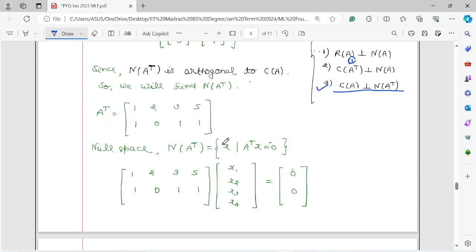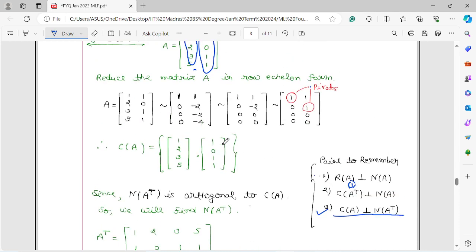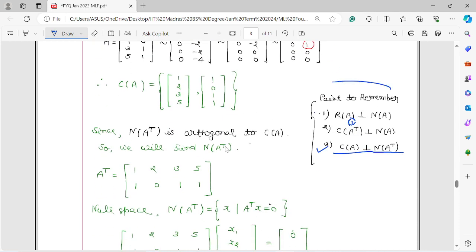So let us proceed with the next problem. In this problem, you have to remember this property because it is very important. You can expect this type of question in the exam. The row space of A is orthogonal to the null space of A, which is equivalent to the column space of A transpose being orthogonal to the null space of A. These two are equivalent. And the third is that the column space of A is orthogonal to the null space of A transpose. You have to remember these.